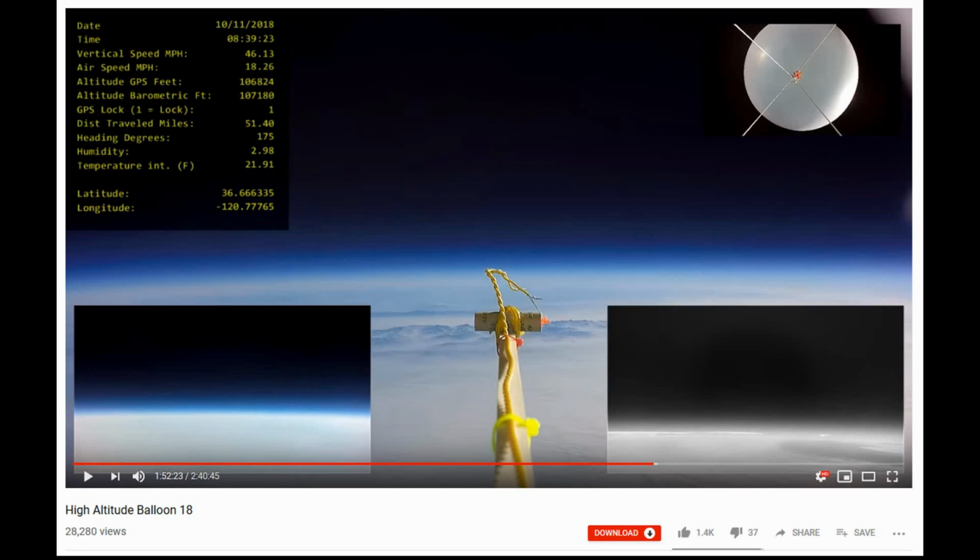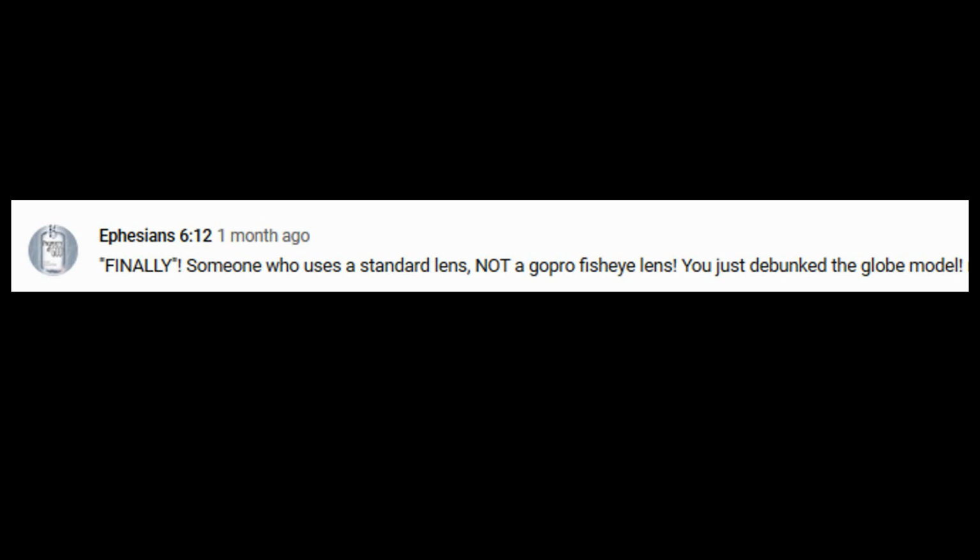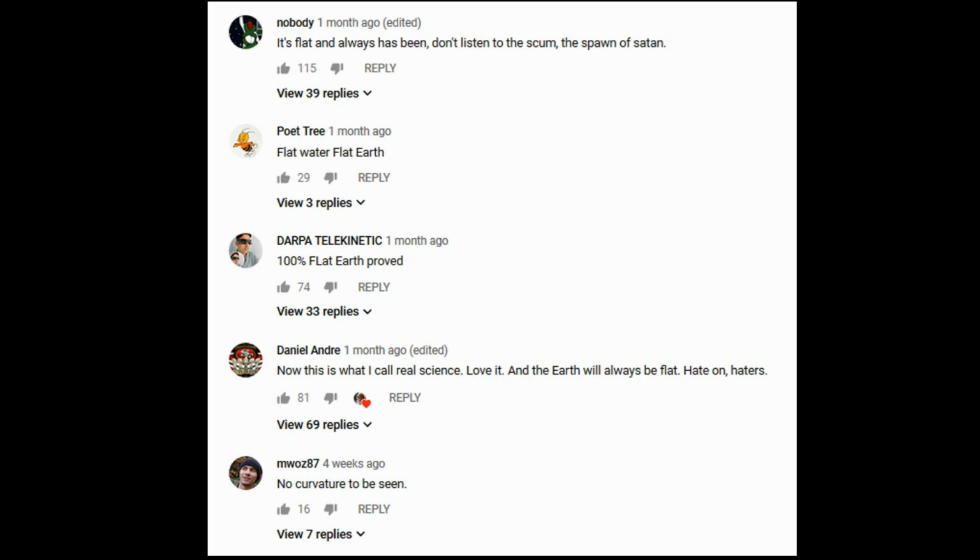When I went down into the comments, I understandably saw a fair amount of flat earthers in there. So let's see what they had to say. Christina Graham said 111,000 feet up, no curve. Finally, someone who uses a standard lens, not a GoPro fisheye lens. You just debunked the globe model. And they went on and on. The usual flat water, flat earth proved, the earth will always be flat, no curvature to be seen, etc, etc, etc.